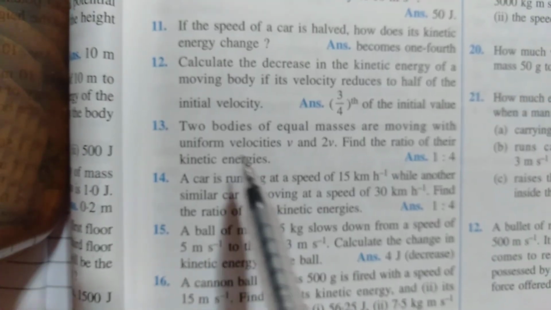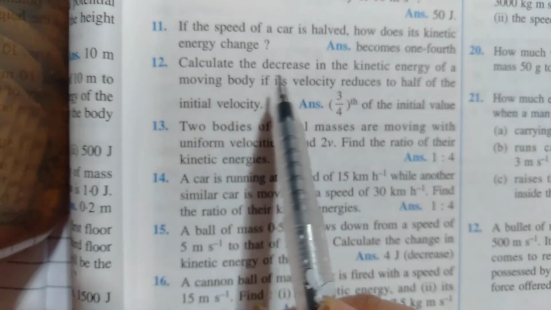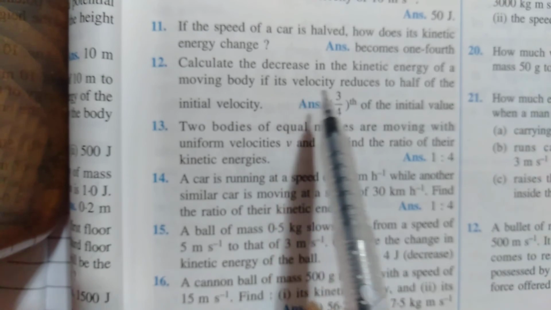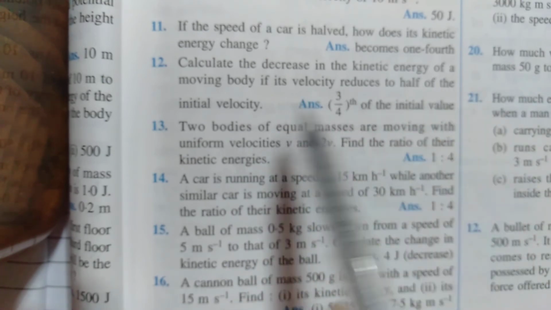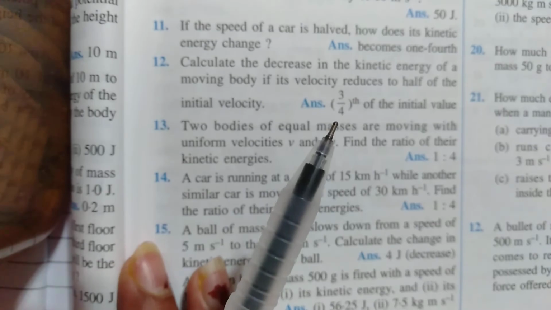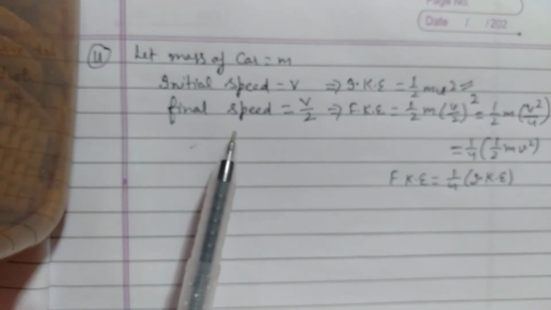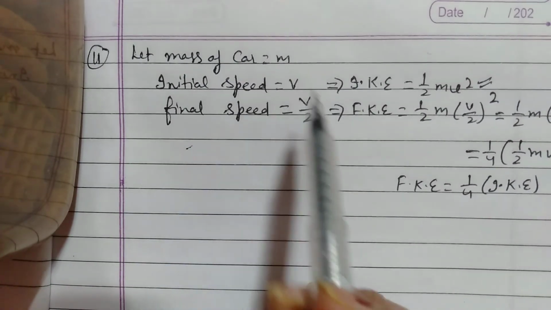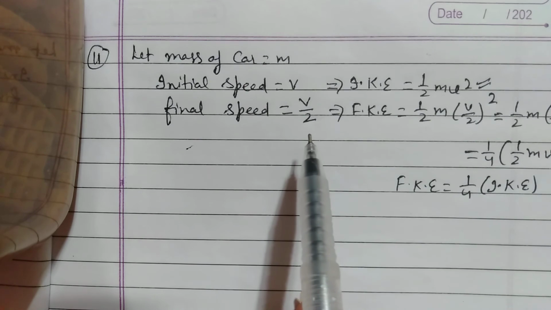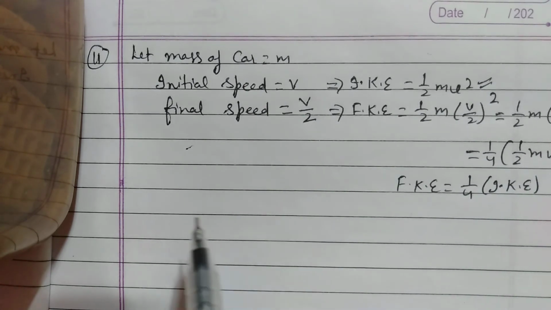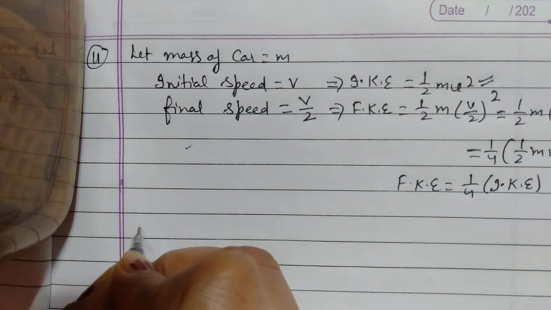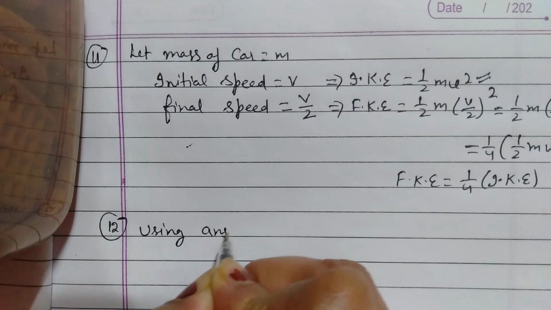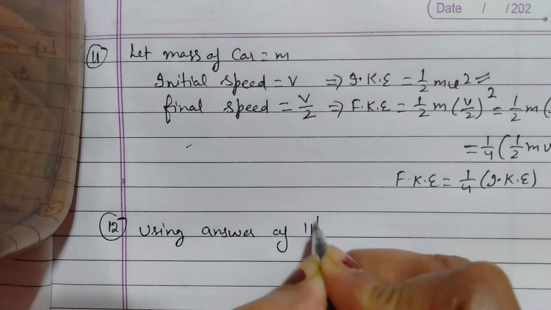Then in the 12th question, what is given to us? Calculate the decrease in kinetic energy of a moving body if its velocity reduces to half of the initial velocity. In this question, I will use the answer from question number 11, because here I want to find the decrease in kinetic energy.